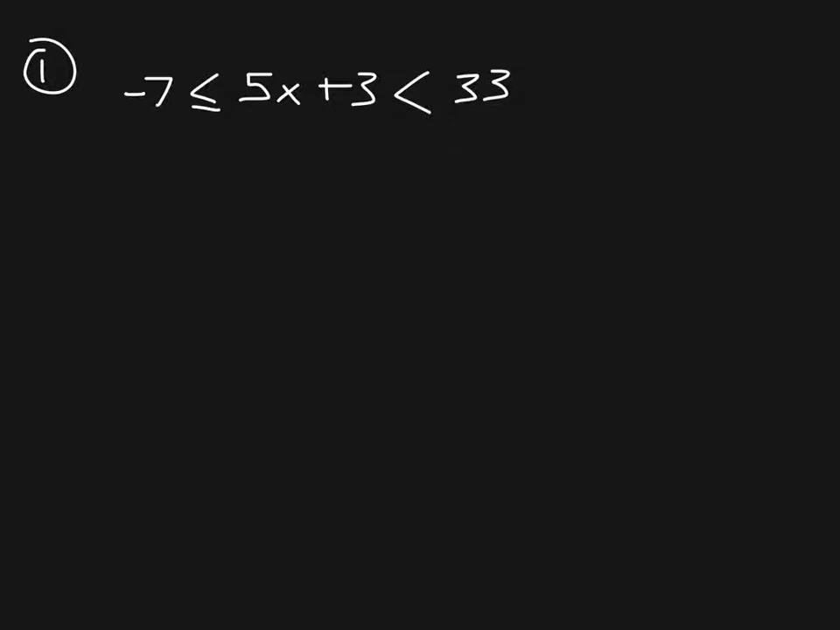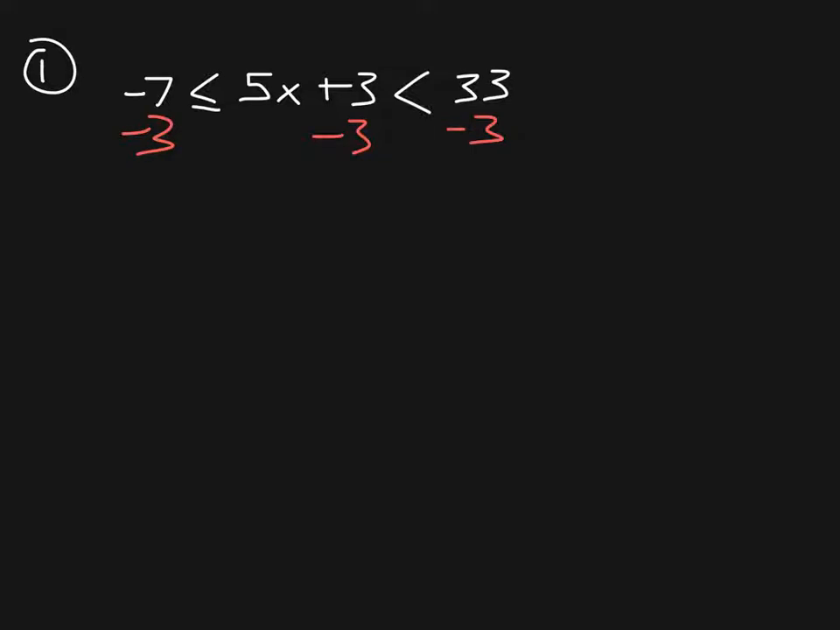So in this problem, we've got that situation where the AND problem is written as a single inequality. Negative 7 is less than or equal to 5x plus 3, and 5x plus 3 is less than 33. We solve this all at once. We'll start by subtracting 3 from everywhere. And this is the key. When it's written like this, we have to subtract from everywhere.